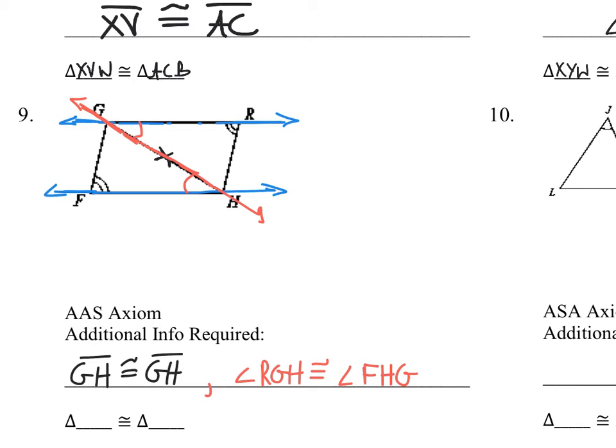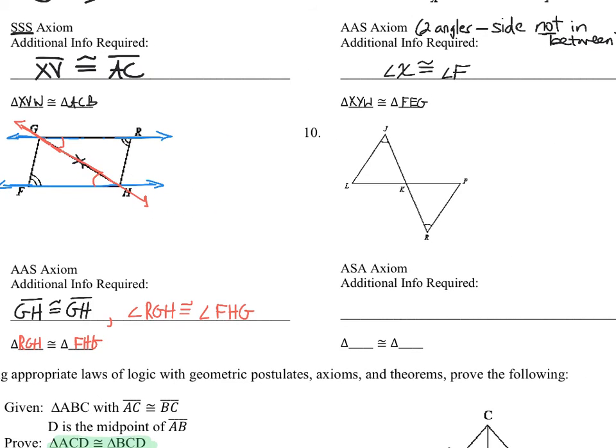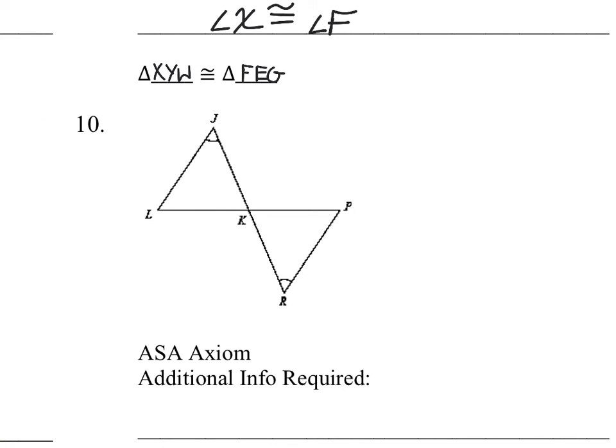Now those are angles in their respective triangles, so I could actually name the triangles the same way: RGH, FHG. All right. For the ASA axiom, additional information. Well, I need a side, and I need two corresponding congruent angles. So I can grab my vertical angles here, because we know vertical angles are congruent. Even though I don't have to state the reason, it's nice to know at this point.